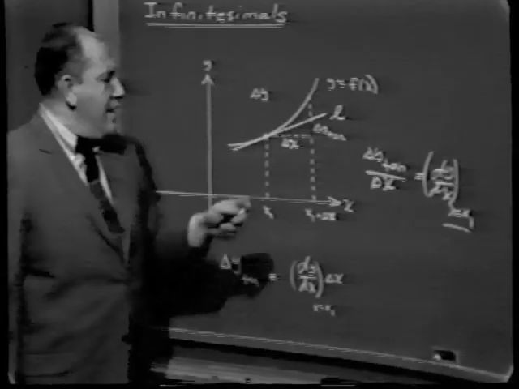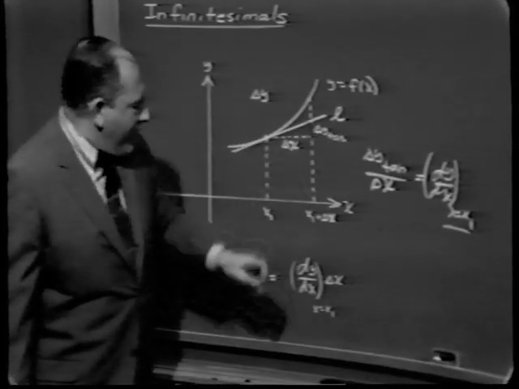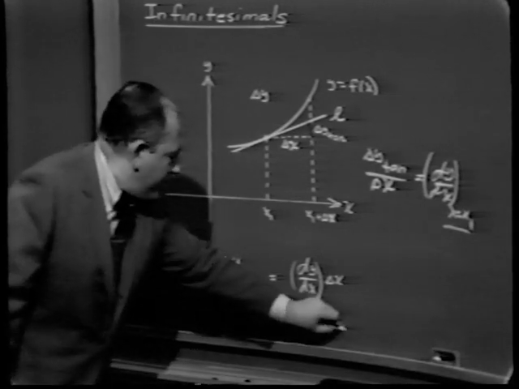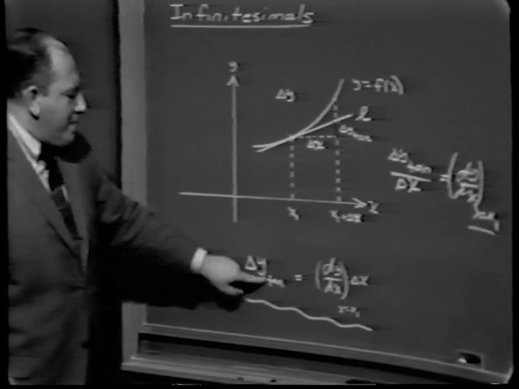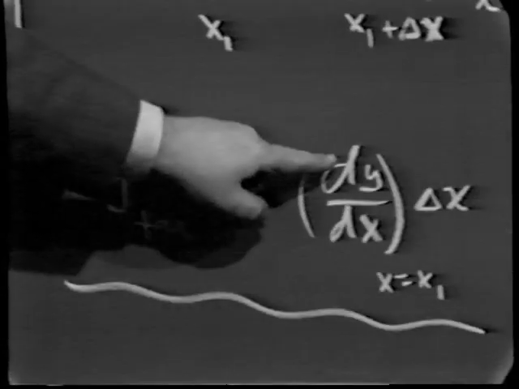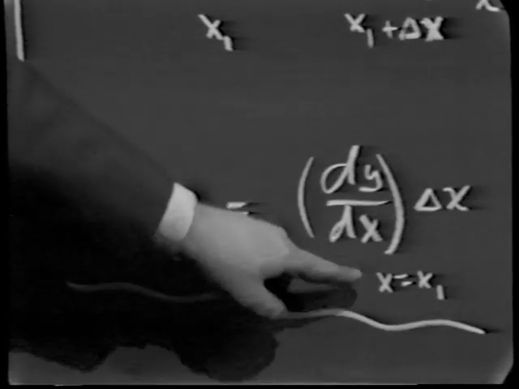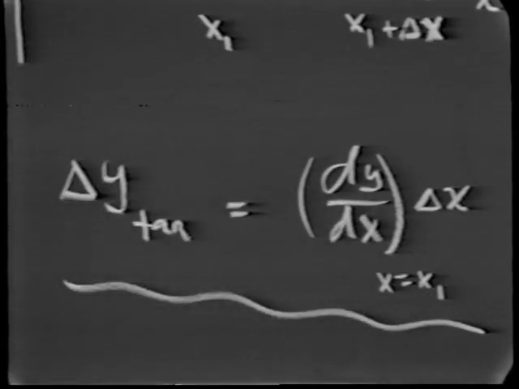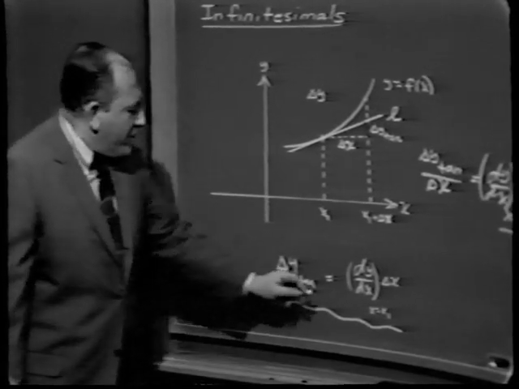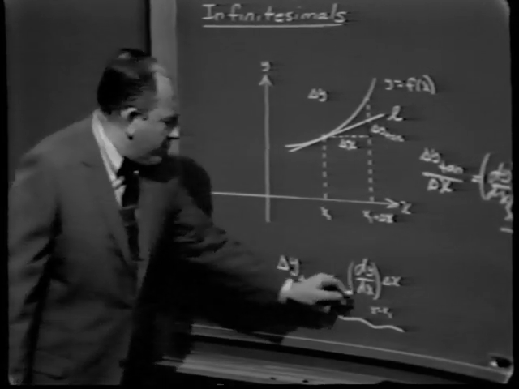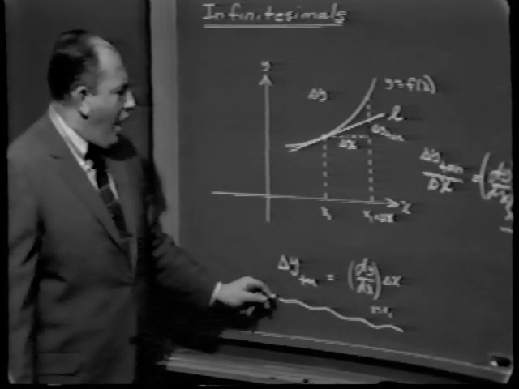At any rate, from this particular diagram, it is not difficult to see that to compute the change in y to the tangent line, this is nothing more than what? dy dx evaluated at x equals x1 times delta x. And you see, this is not an approximation. This is precisely the value of delta y tan.